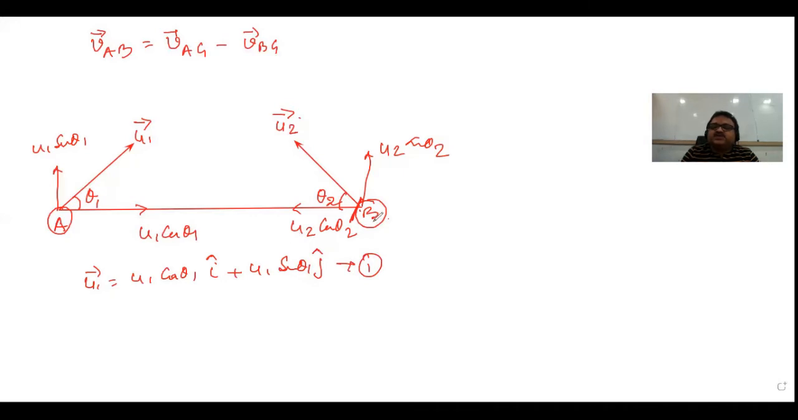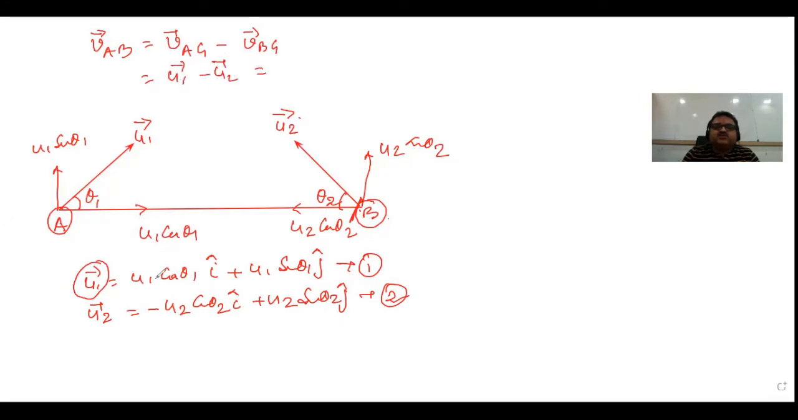What is the velocity of B with respect to the ground? That is u2. Look, it is along the negative x-axis. So we'll write it like this: minus u2 cos theta 2 i cap plus u2 sin theta 2 j cap. Now we'll put this value in this equation. The velocity of A with respect to ground is u1, and the velocity of B with respect to ground is u2. Now if I simplify this result, what will happen?